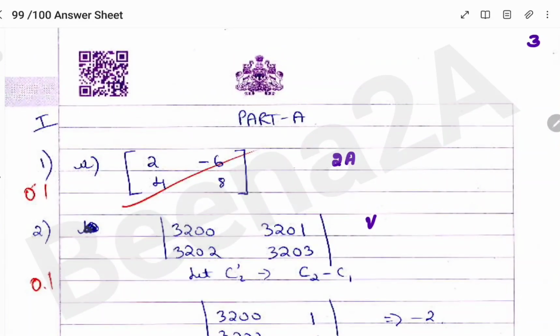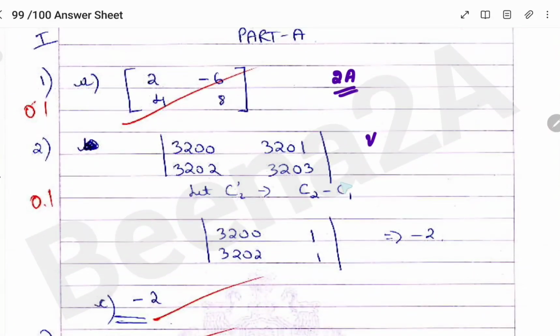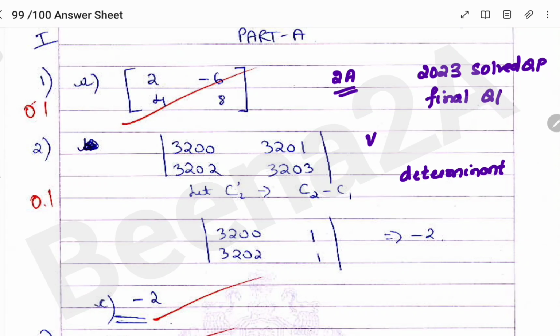So, here you have part A. This is a matrix related question. A matrix is given, you have to find 2 times of A. Then a determinant problem is given. You have to find the determinant value, right? So you can refer to the 2023 final exam solved question paper, right? And you can compare it with these answers.